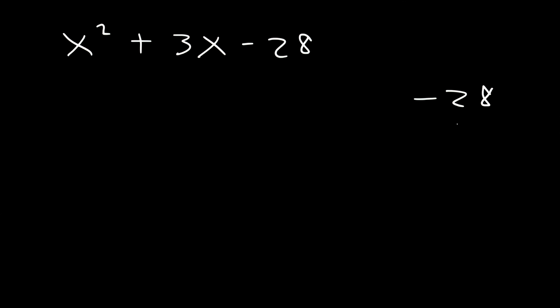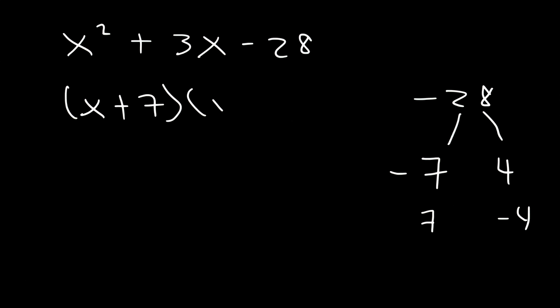Now let's try another example. What about x squared plus 3x minus 28? Feel free to pause the video and see if you can do this one. So what two numbers multiply to negative 28 but add to 3? Well, we know that 7 times 4 is 28. So it could be negative 7 and positive 4, or positive 7 and negative 4. Negative 7 plus 4 is negative 3. Positive 7 plus negative 4 is positive 3. So it's going to be x plus 7 times x minus 4. And that's how you can factor it.